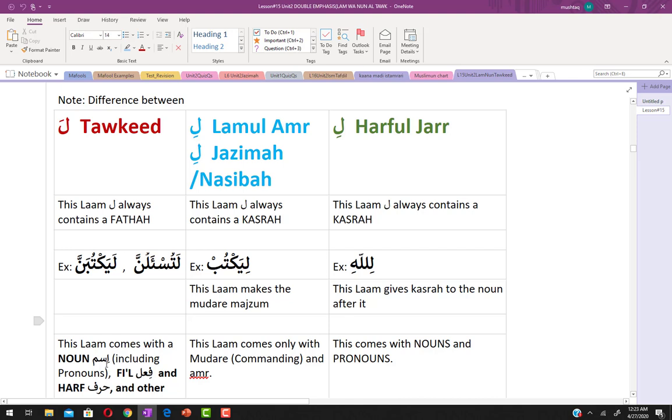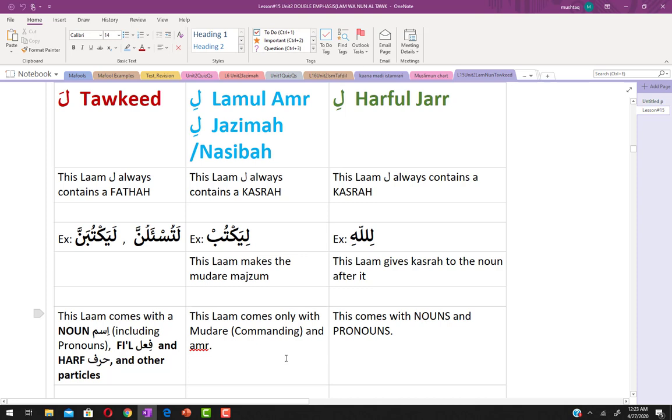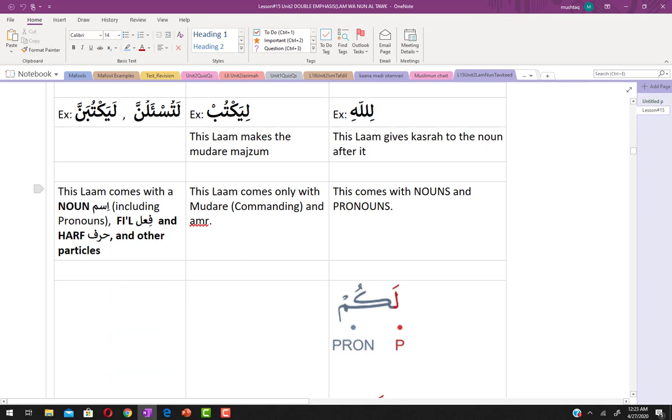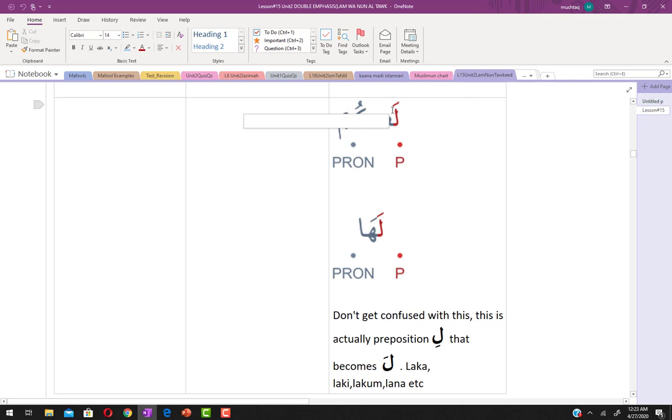The lam al-tawkeed comes with a noun, including the pronouns, fi'l and harf, and also other particles. Like the lam al-amr, jazim or nasiba lam, this lam comes only with the mudare and the amr, whereas huruful jar comes with nouns and pronouns. And don't get confused with these lams. Here this looks exactly like a lam al-tawkeed. This lam has a fatha: lakum, laha, laka, laki, lana. But these are not the lam al-tawkeed. This is our huruful jar.